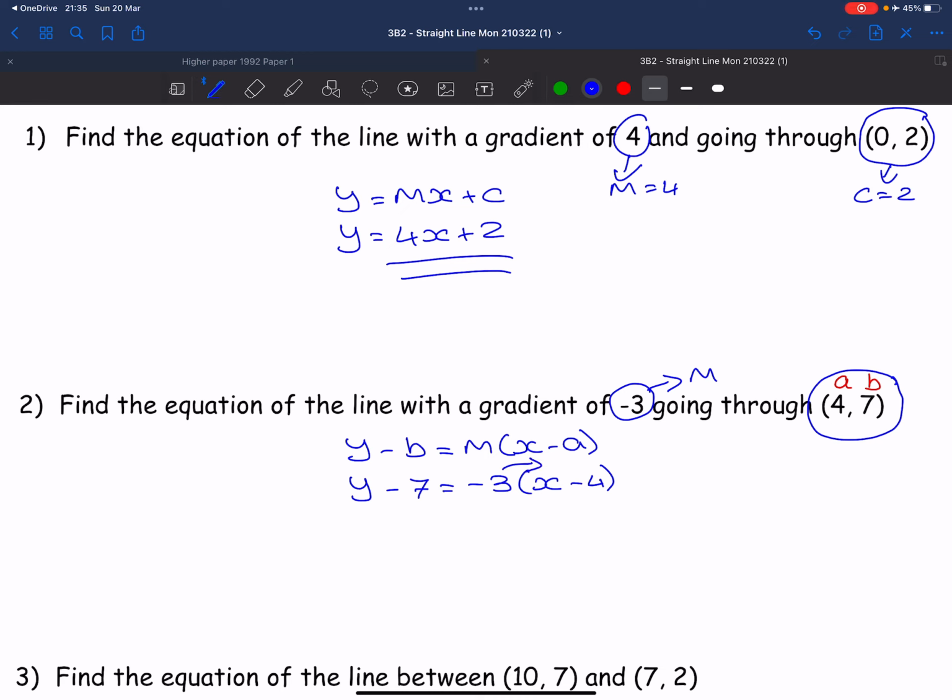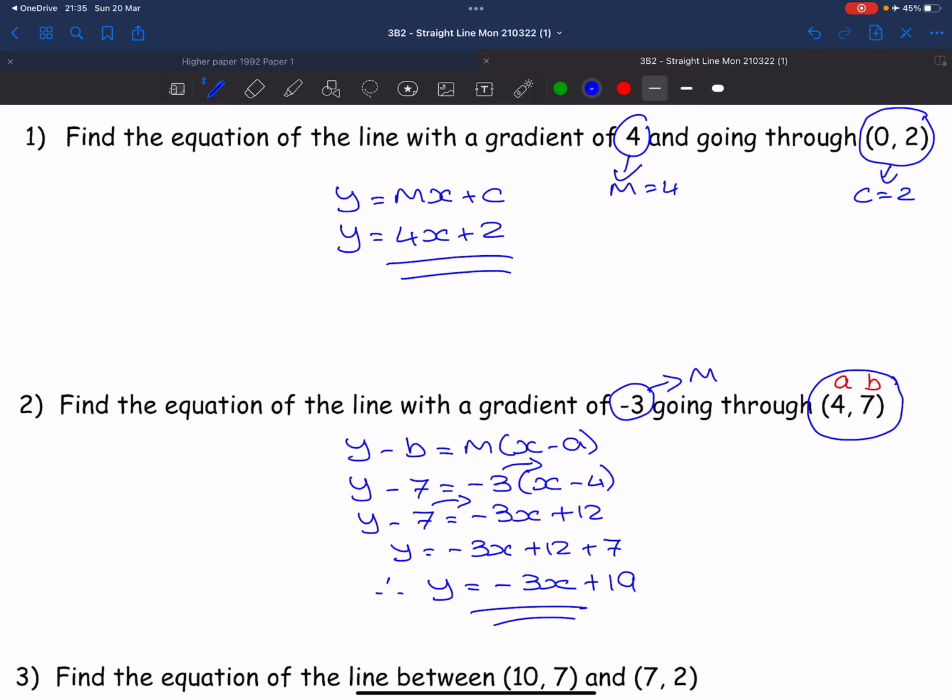Run the minus 3 through the bracket. So I get y minus 7 is equal to minus 3x plus 12. Take the minus 7 across, change side, change sign. So I get y is equal to minus 3x plus 12 plus 7. So simplify it all together. So we get y is equal to minus 3x plus 19. Okay.